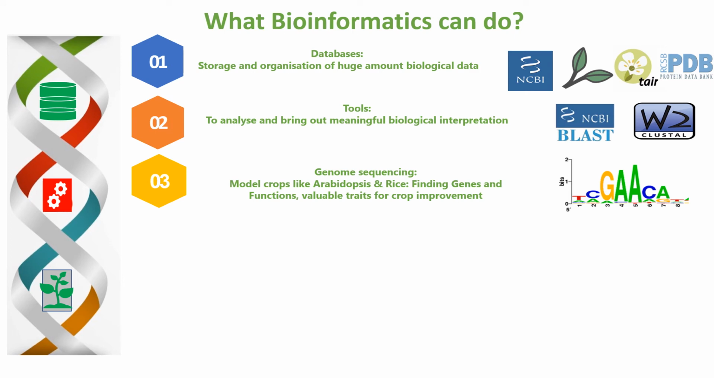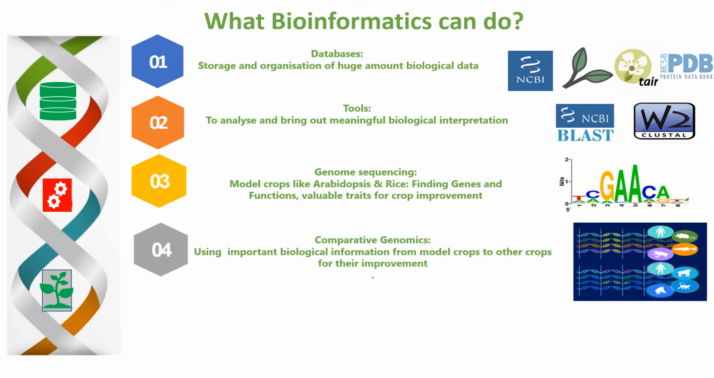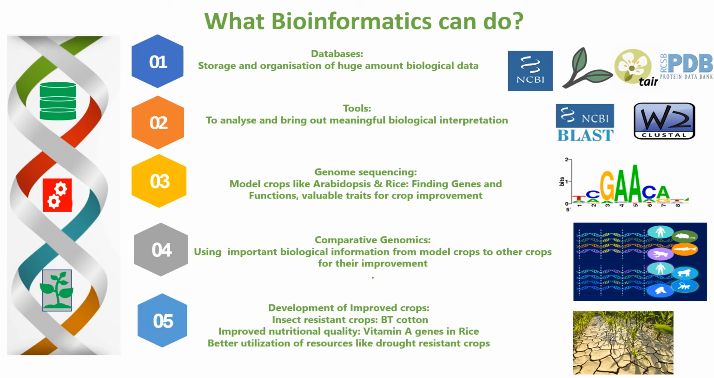Some of the important tools widely used are BLAST and CLUSTAL-W. The third important role of bioinformatics is in the area of genome sequencing. Bioinformatics expertise is widely used to sequence model crops like Arabidopsis and rice. This aids researchers in finding valuable traits for crop improvement. Next, the knowledge gained from the model crops is passed on to other new crops by a process called comparative genomics, which aids in their improvement. Few examples include development of insect-resistant crops like BT cotton, improvement of nutritional quality, and development of crops that are able to utilize the resources in a much better way.